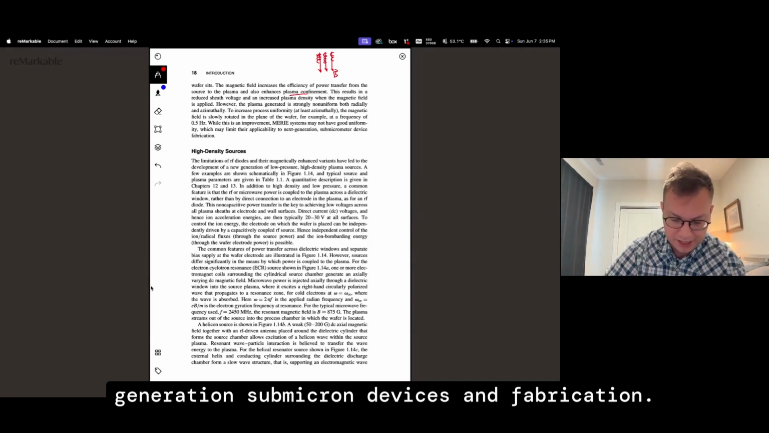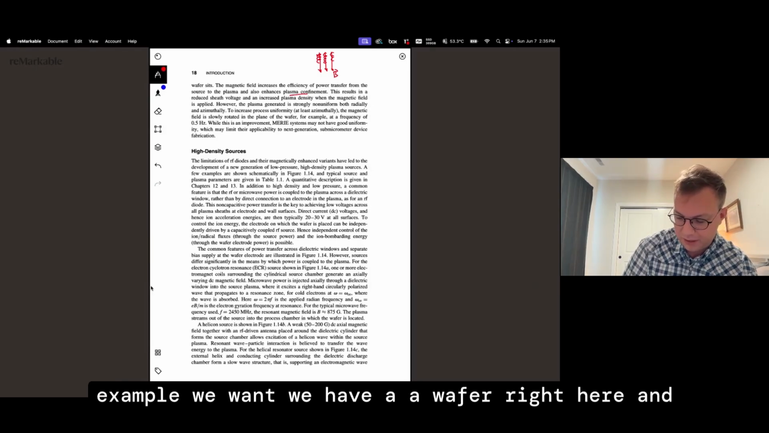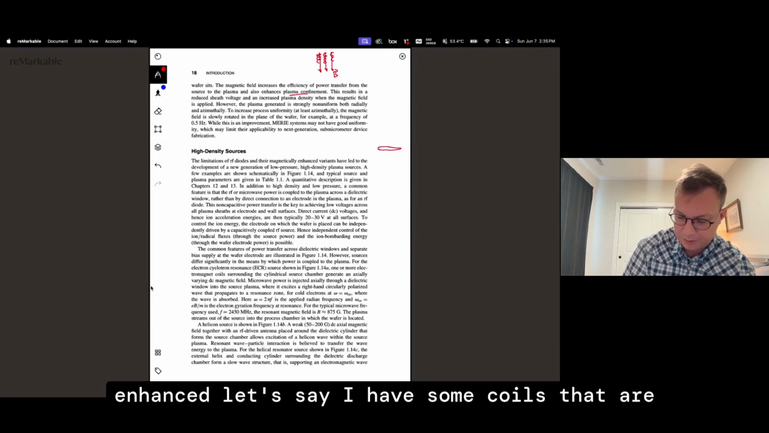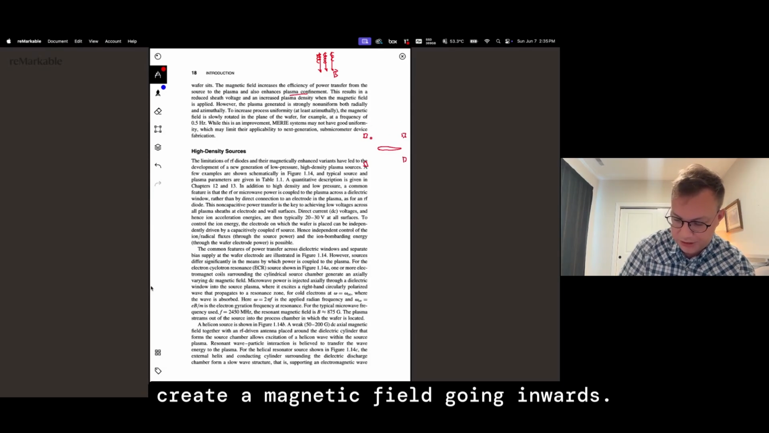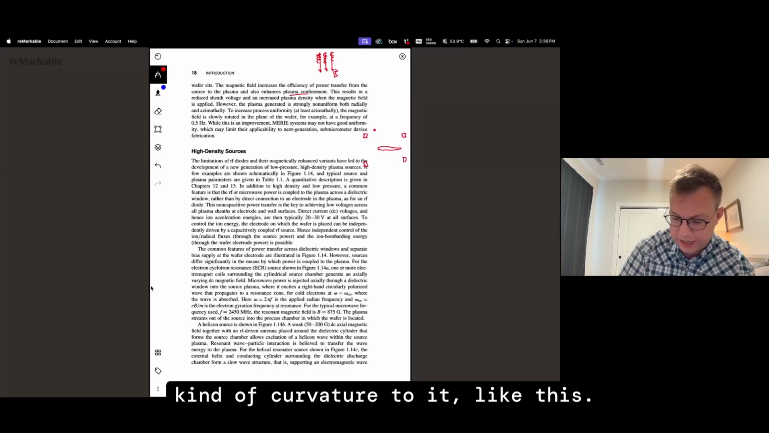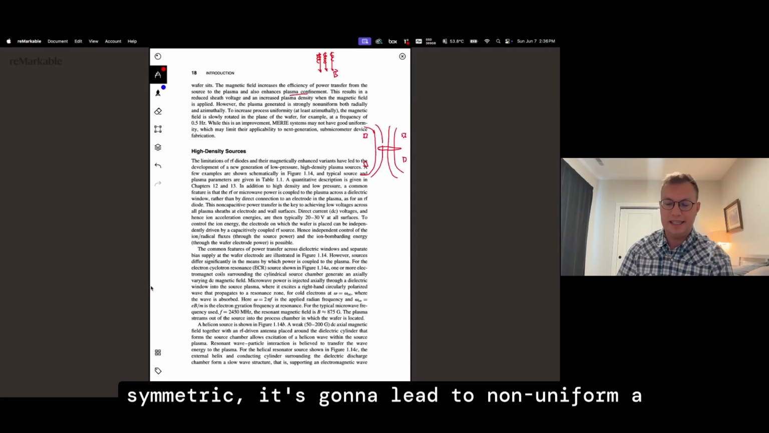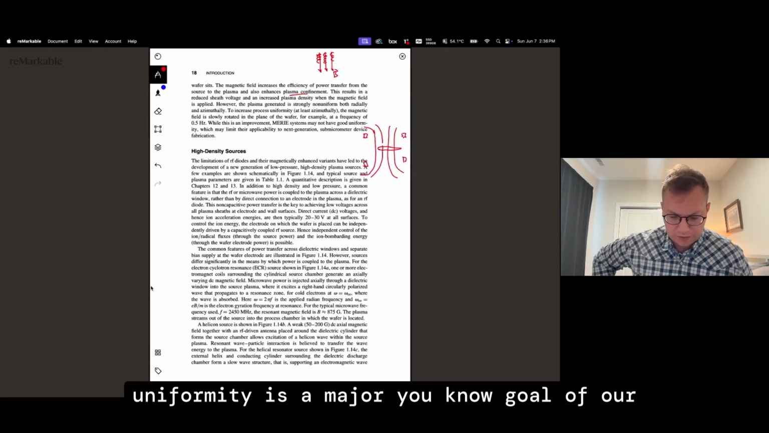So if we think about, let's just say, for example, we have a wafer right here, and we want to use one of these magnetically enhanced systems. Let's say I have some coils that are generating, we're driving current azimuthally to create a magnetic field going inwards. The magnetic field is always going to have some kind of curvature to it like this. And because the magnetic field itself is not symmetric, it's going to lead to a non-uniform plasma, which, like we said earlier, uniformity is a major goal of our process.